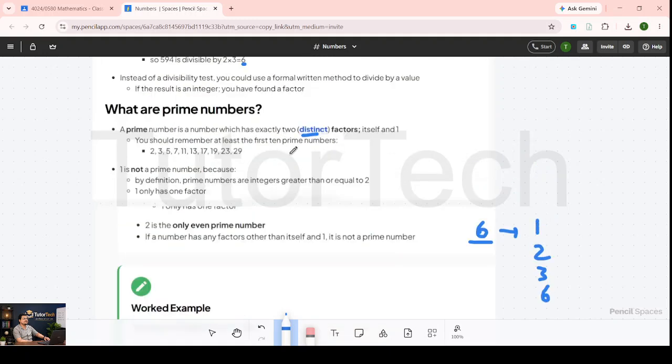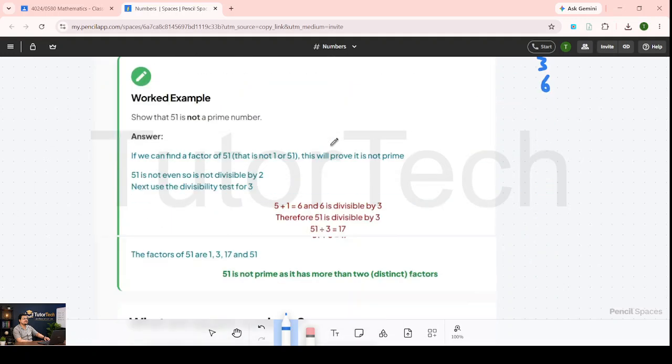Only those numbers that have exactly two distinct factors, itself and 1, are considered prime numbers. We have a worked example here: we need to show that 51 is not a prime number. If we can find a factor of 51 that is not 1 or 51, we will prove it is not a prime number. Let's say 5 plus 1. Because 5 plus 1 will give you 6, this number is divisible by 3.